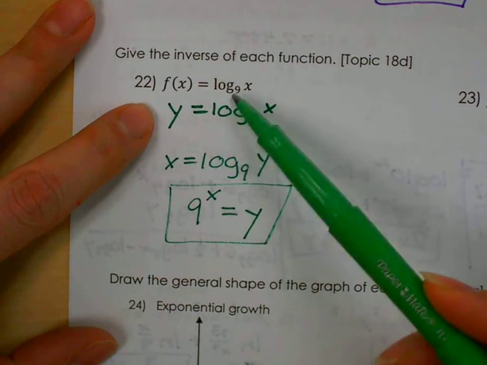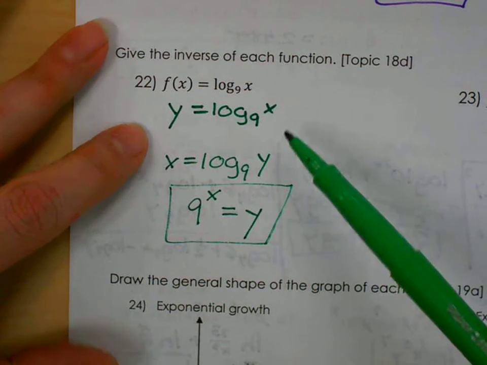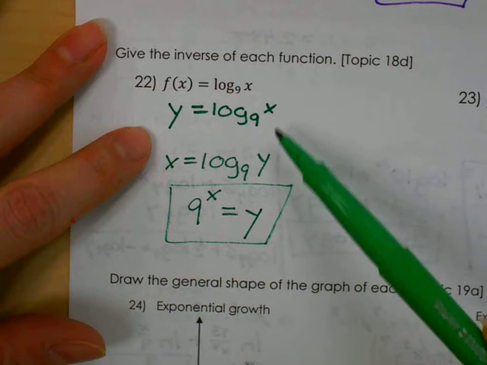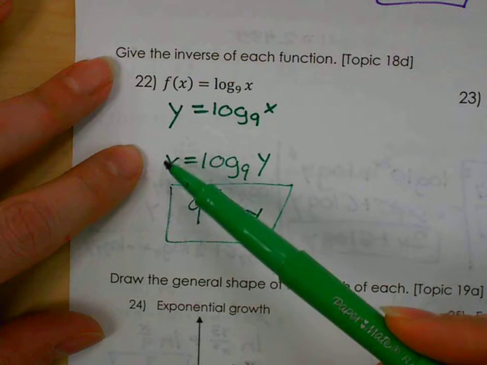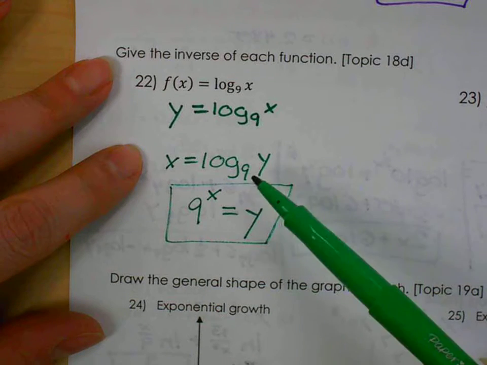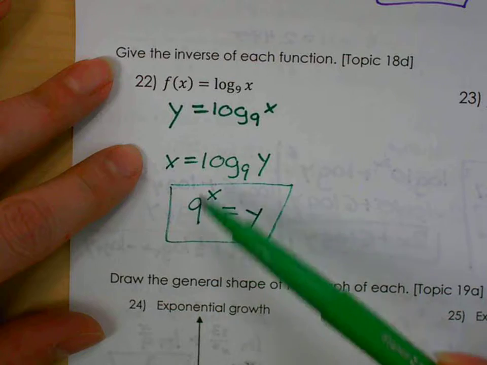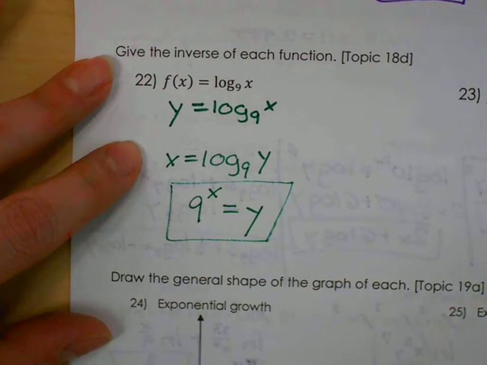So again, my first step here, all I did was write f of x as y. Nothing else changed here. And then for inverses, I switched my x's and my y's. So that y became an x, that x became a y, and then I put it in exponential form. So my base is 9, the base of my exponent is 9, to the x equals y.